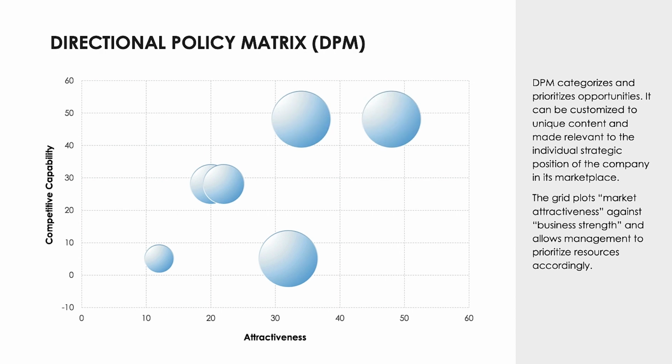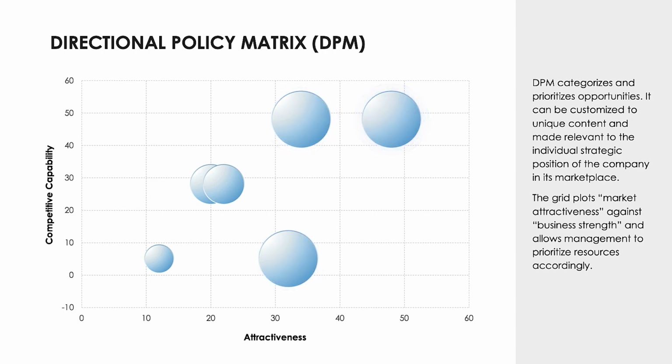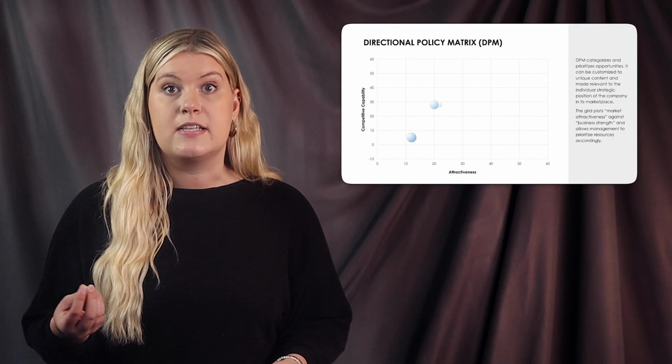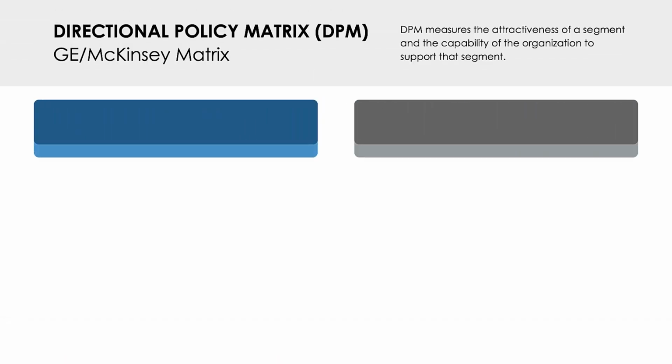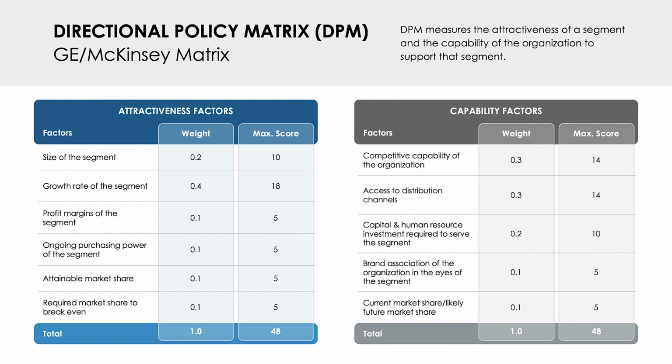It evaluates opportunities based on industry attractiveness and competitive capability. The larger the circle on this bubble chart, the better suited the opportunity is, given an organization's existing capabilities. To figure out where to plot each opportunity on the bubble chart, use this table to make an assessment.